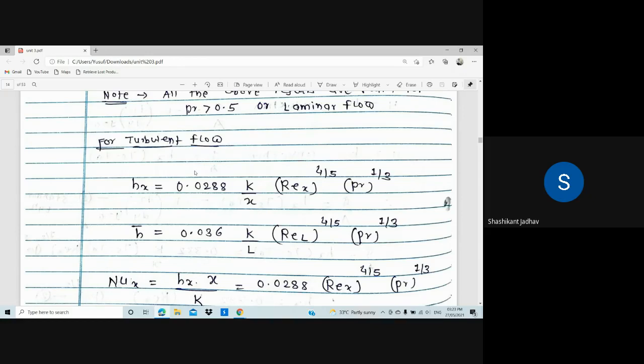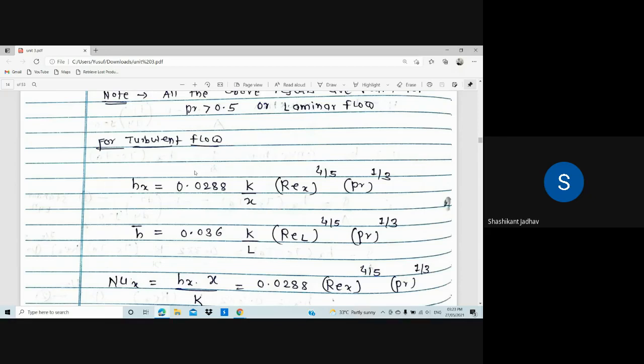Now we have to consider the turbulent flow. Then all of you write down, for turbulent flow.